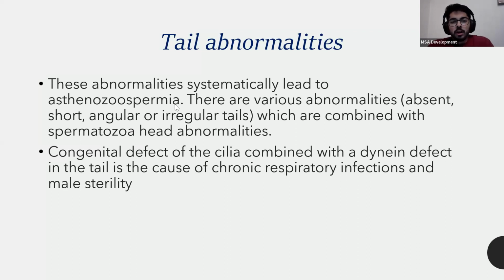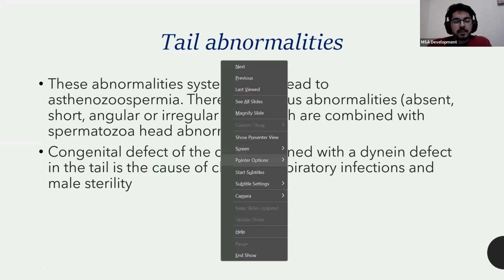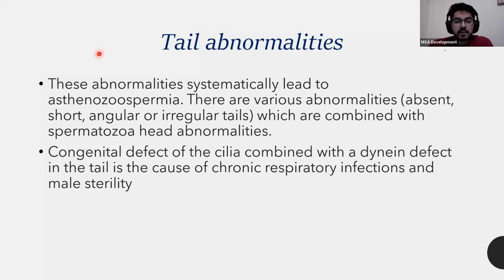Now we will discuss more about tail abnormalities. We know that the function of the tail is very significant and very important for sperm motility, so if there are any abnormalities in the tail, it is going to cause a decrease in motility. The fancy word for a decrease in motility is asthenozoospermia. This is just a luxurious word to say a decrease in motility.